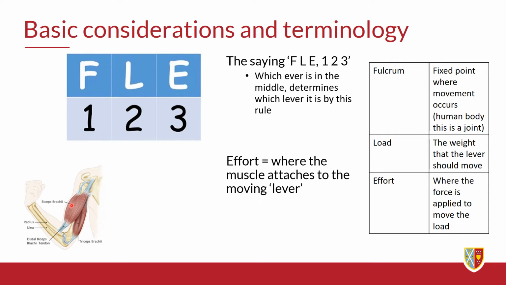And that changes things. If we were talking about the bicep here, we'd be talking about effort, fulcrum, load, and that would actually make it a different lever. But what we're looking at now is that the effort is attached here, so it's load, fulcrum, effort, which would make it a third class lever rather than effort, fulcrum, load, which would make it a first class lever. So it's very important that we distinguish the attachment point of the effort.